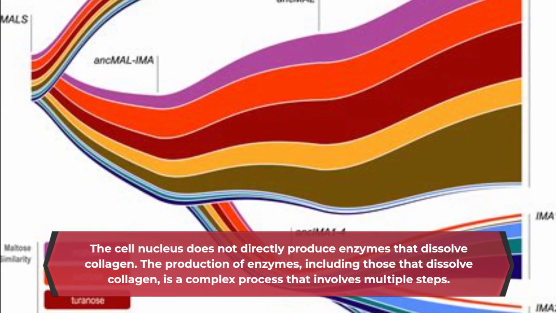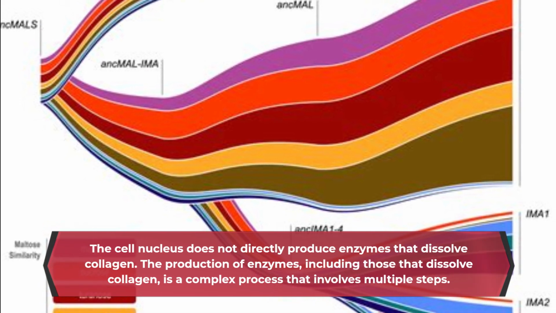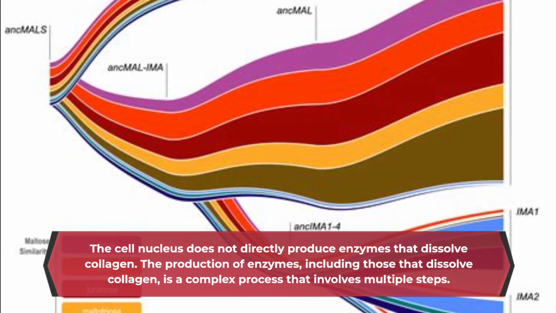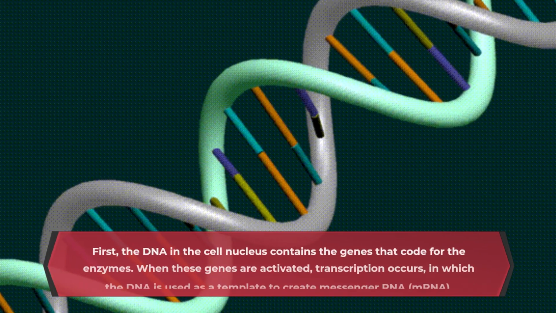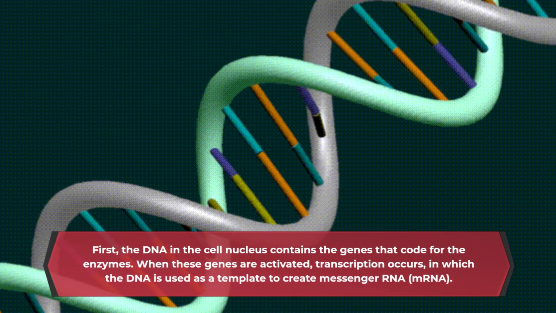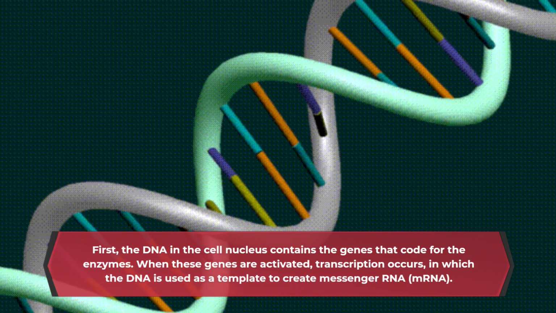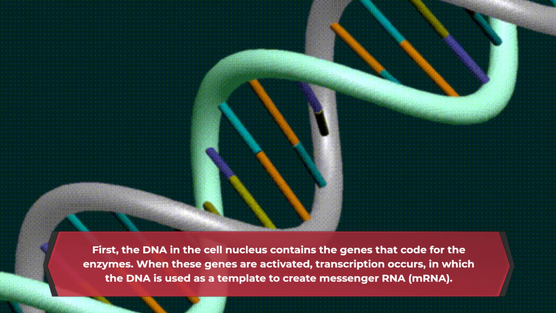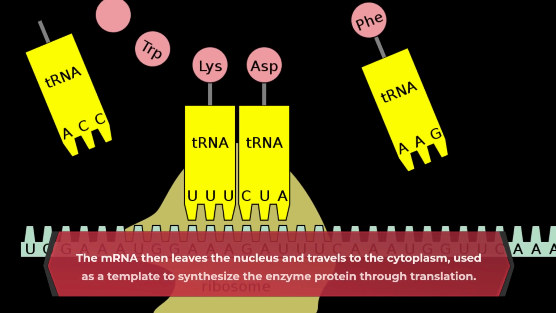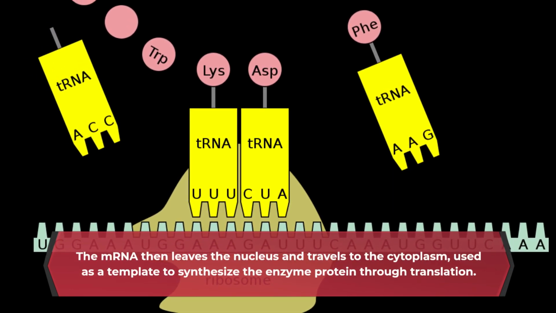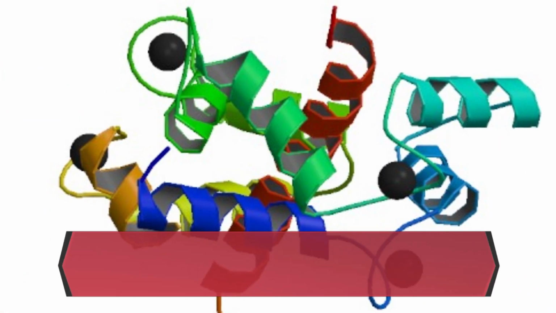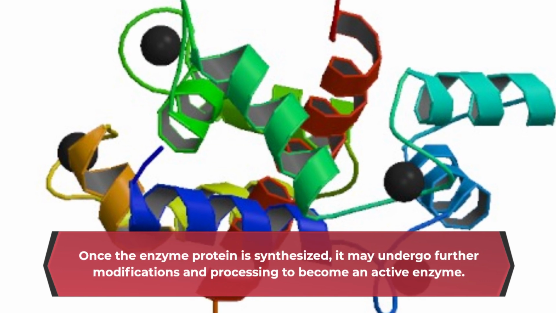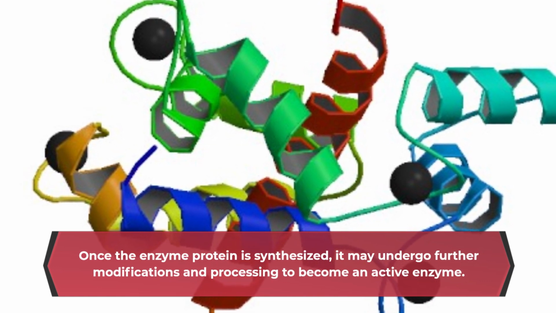The production of enzymes, including those that dissolve collagen, is a complex process that involves multiple steps. First, the DNA in the cell nucleus contains the genes that code for the enzymes. When these genes are activated, transcription occurs, in which the DNA is used as a template to create messenger RNA, mRNA. The mRNA then leaves the nucleus and travels to the cytoplasm, where it is used as a template to synthesize the enzyme protein through translation. Once the enzyme protein is synthesized, it may undergo further modifications and processing to become an active enzyme.